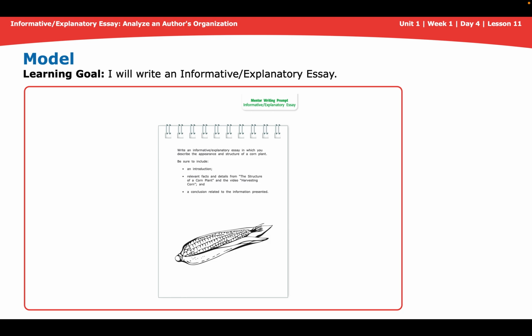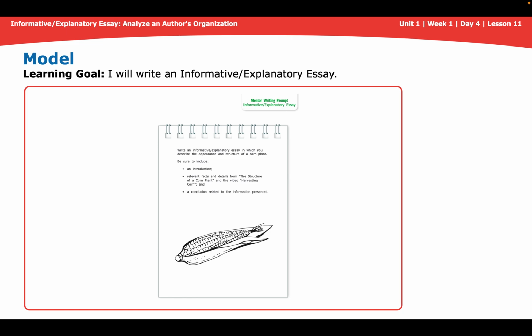And we've gathered important facts and details for our essay from print and digital sources. Our print source was the structure of a corn plant, that's in our close read, and the digital source was the video on corn. Now we're going to think about how to organize the information. I'll show you how I organize related ideas and paragraphs. Then you're going to have the opportunity to do the same.